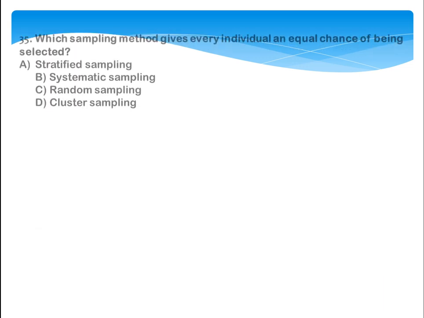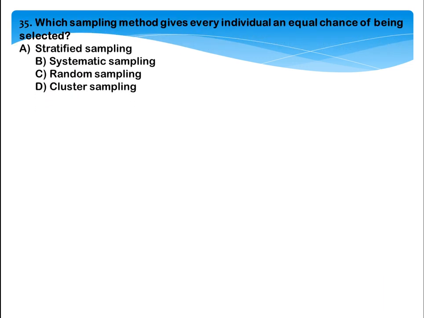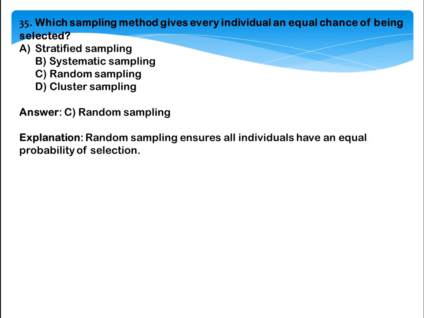35. Which sampling method gives every individual an equal chance of being selected? A. Stratified sampling. B. Systematic sampling. C. Random sampling. D. Cluster sampling. Answer, C. Random sampling. Explanation. Random sampling ensures all individuals have an equal probability of selection.